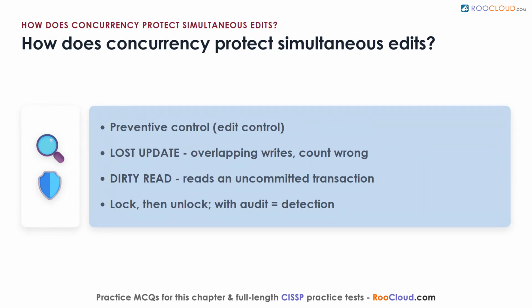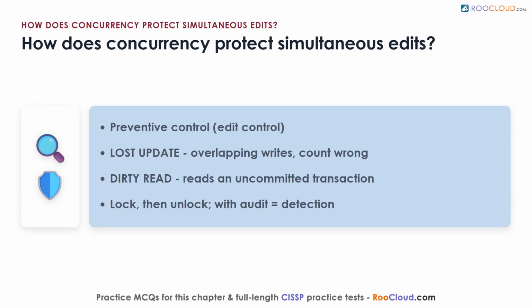How does concurrency protect data during simultaneous edits? Concurrency, also called edit control, is a preventive mechanism that keeps stored data correct when multiple processes touch it at once. Without it, 2 problems appear. A lost update happens when 2 processes update the database unaware of each other, so a warehouse count that should rise by 2 rises by only 1. A dirty read happens when one process reads a record from a transaction that never successfully committed, leaving it working with half-written data.